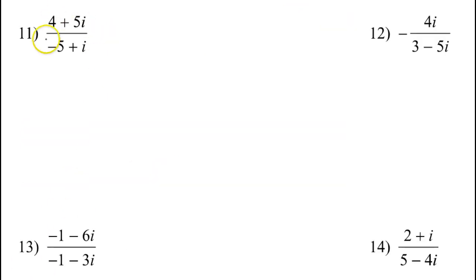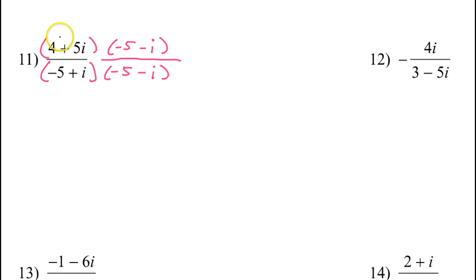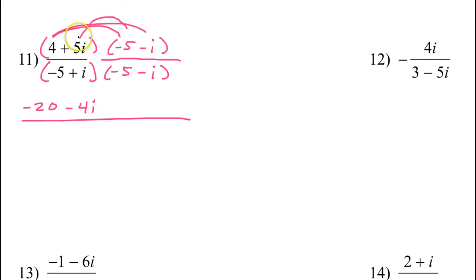For number 11, since we have a binomial in the denominator, we are going to multiply by the conjugate of the denominator. So this will be negative 5 minus i. And we'll have to do the same thing in the numerator. So negative 5 minus i. Alright, and so now we will double distribute. So I'm going to take this 4 and multiply it by each. So that's going to give me negative 20, and then minus 4i. And then now I'm going to multiply by 5i everything. So that's going to give me minus 25i minus 5i squared.